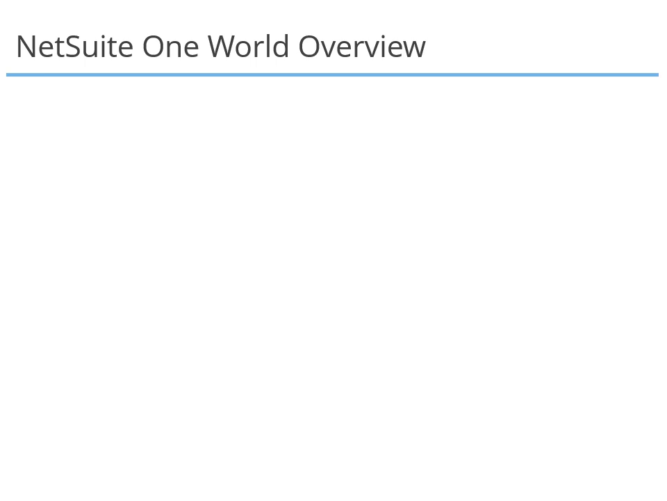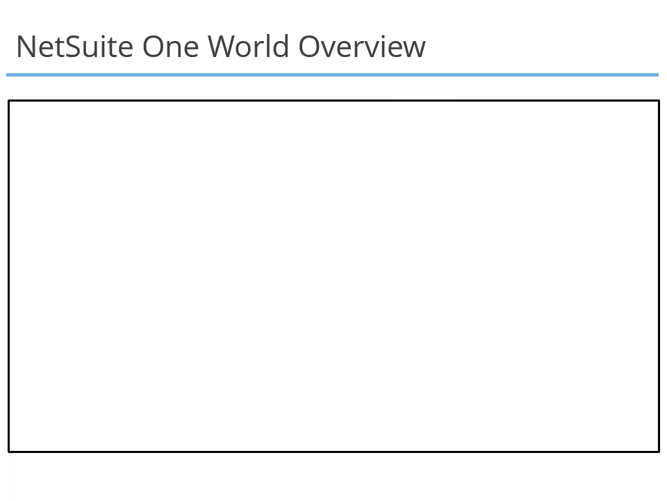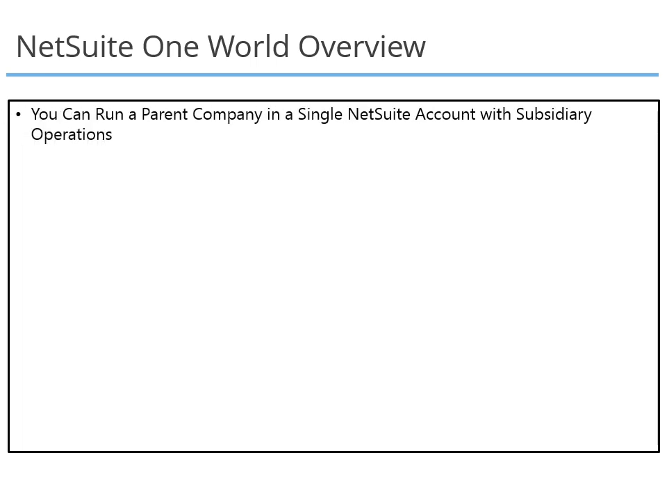NetSuite One World is a real-time, unified global business management platform for companies that manage multiple countries and multiple subsidiary operations. With NetSuite One World, customers can use a single NetSuite account to manage the records and transactions for multiple legal entities or subsidiaries.